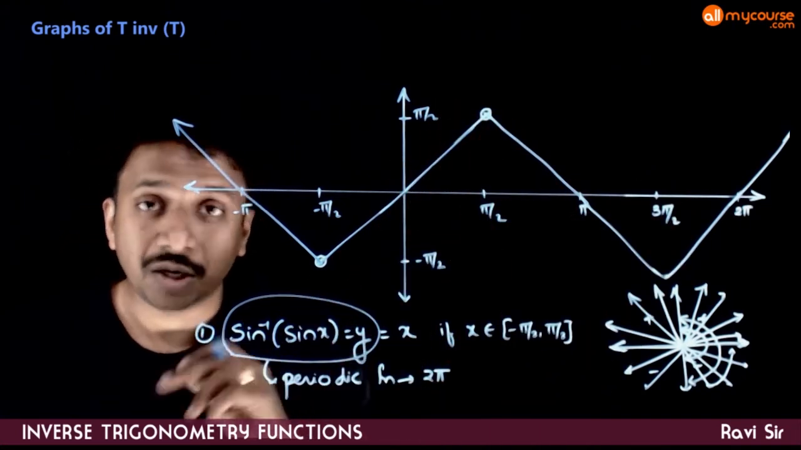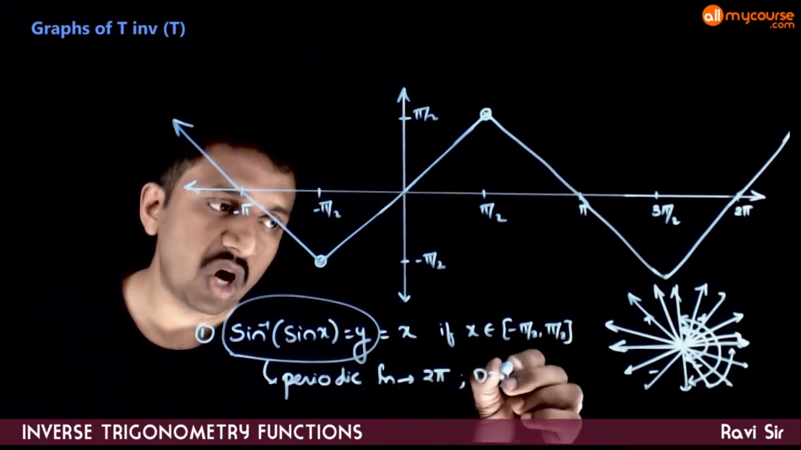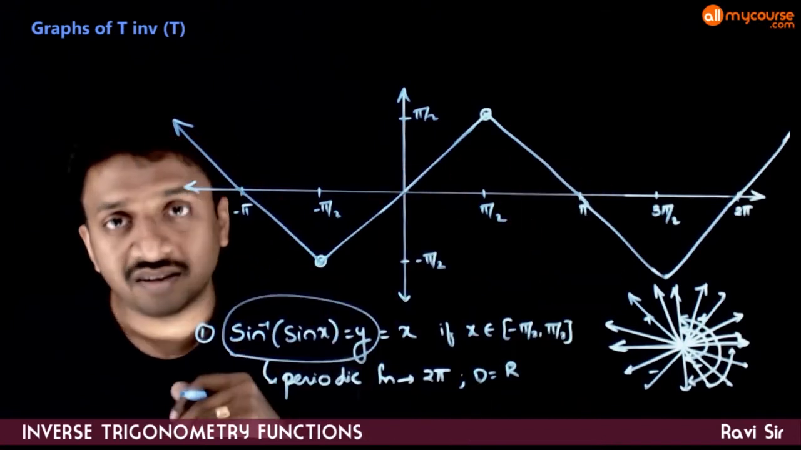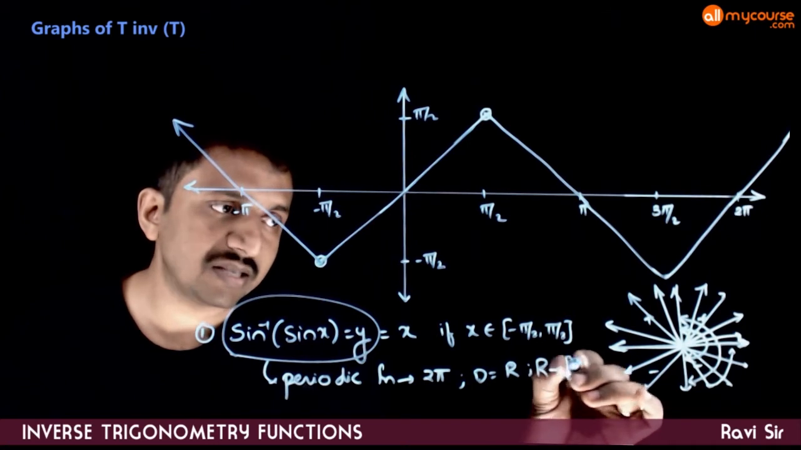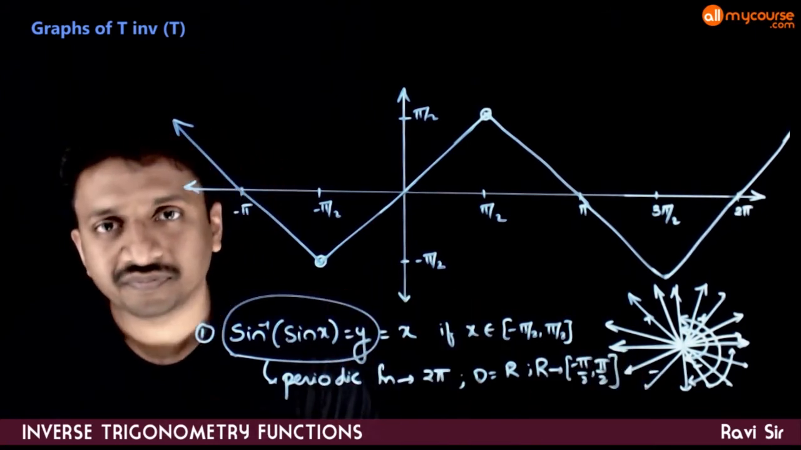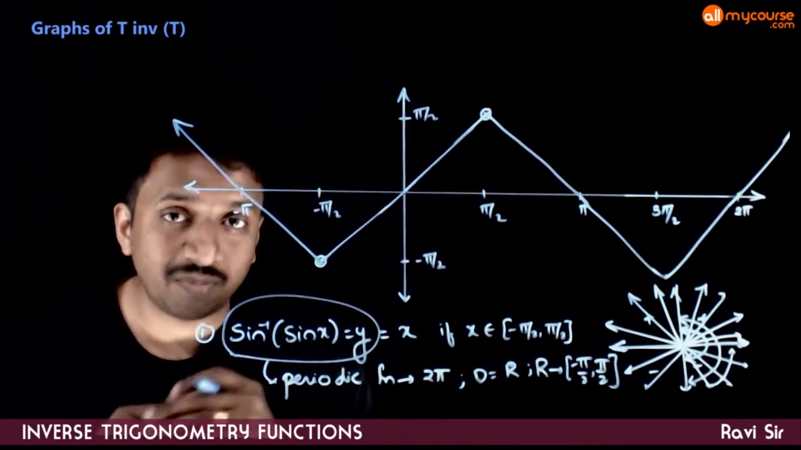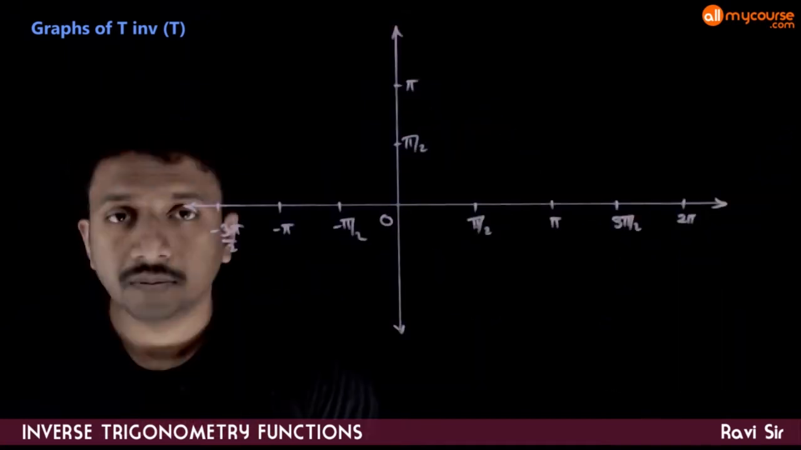And what is the domain of this function? The domain of this function is all real numbers. Any real number can go inside this function, but the range is minus pi by 2 to pi by 2. So this is about the graph of sine inverse of sin x.